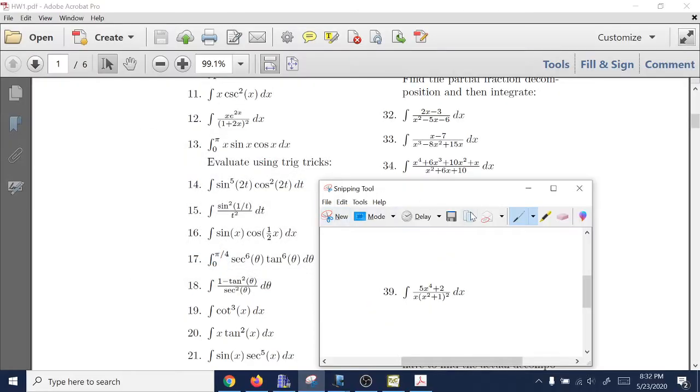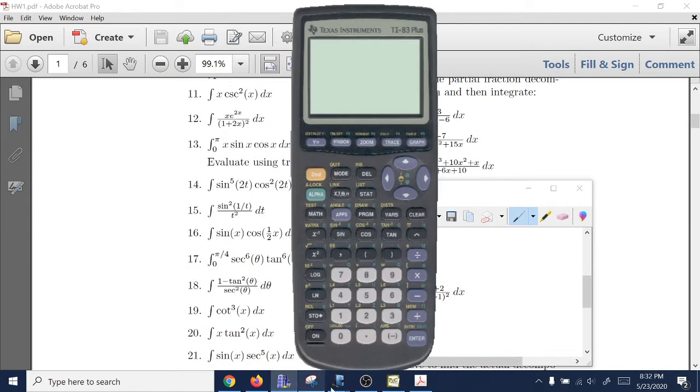Number 39 is this. Clipboard. Pasteboard. Ooh, this is going to be gross.